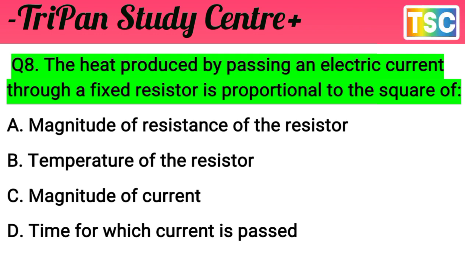The question here: the heat produced by passing an electric current through a fixed resistor is proportional to the square of. The question is clear. Option A, magnitude of resistance of the resistor; B, temperature of the resistor; C, magnitude of current; and D, time for which the current is passed.